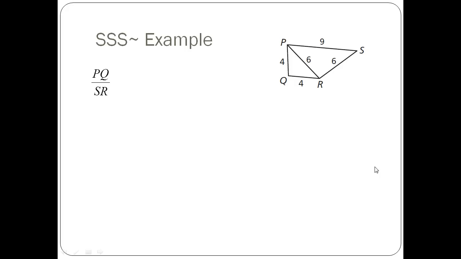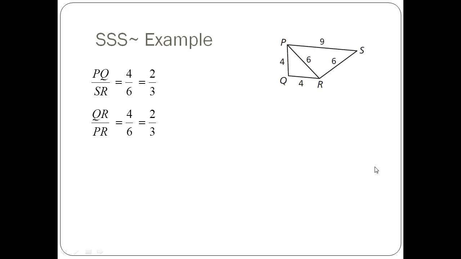And so I'm going to say that PQ is 4, SR is 6. That reduces to 2/3. So that ratio at 2/3 should be the same for the other two pairs as well. So let's go with the other half of the isosceles legs. I got QR and PR. It's another 4 to 6, which is, of course, still 2/3.